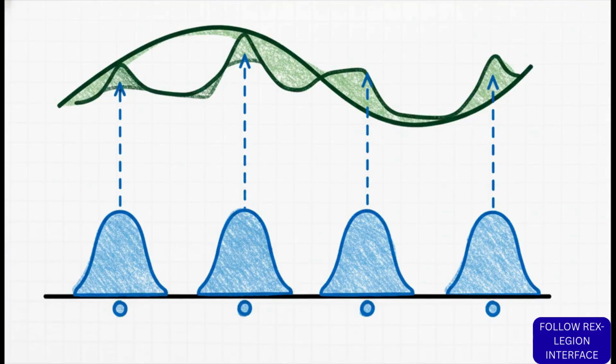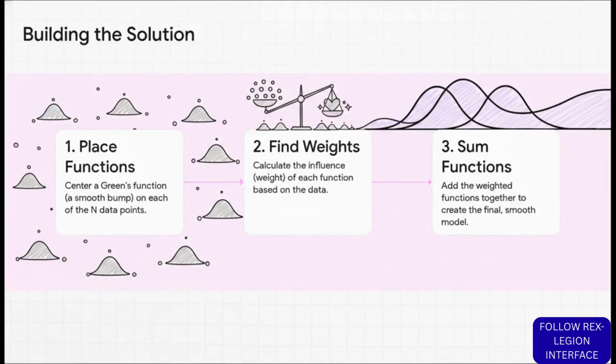Here's where the math leads us to something amazing. When you actually solve the regularization equation, you find that the best possible solution isn't some random, complicated curve. It's actually built by taking these simple, smooth bumps. They're technically called Green's functions. Placing one right at the location of each of your data points and then just adding them all up. Think of it like a little democracy.